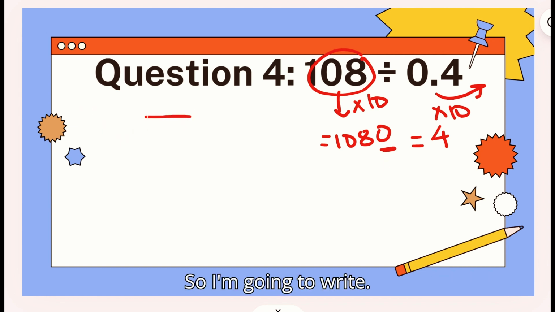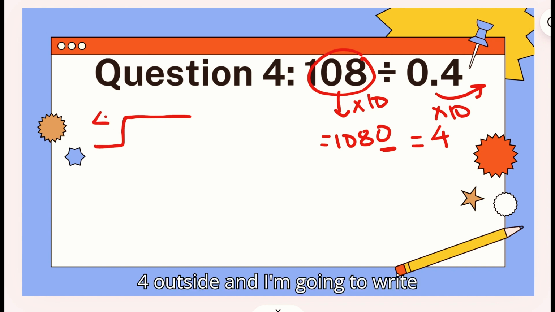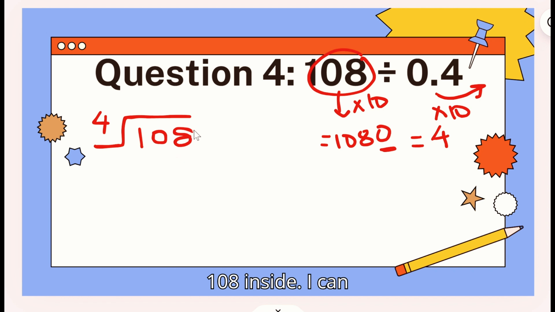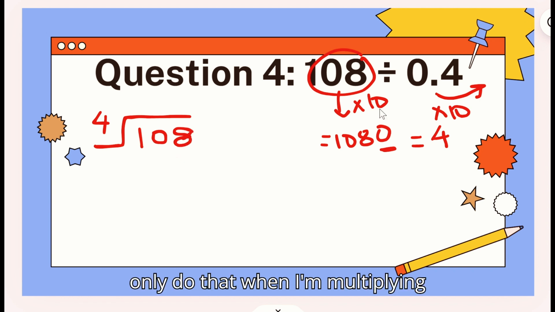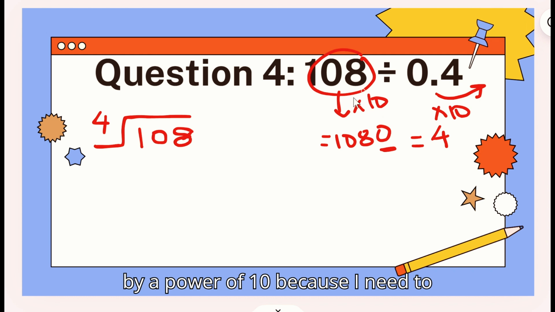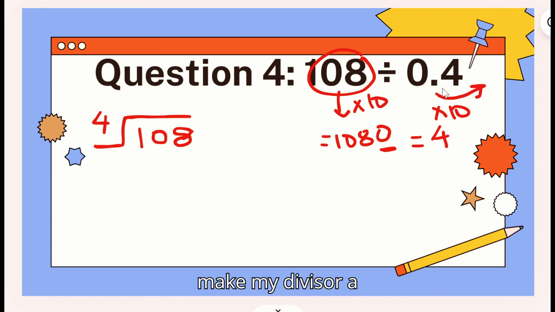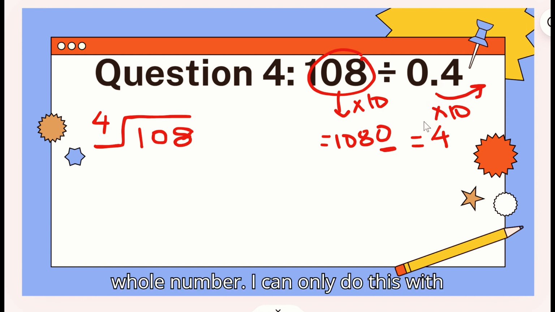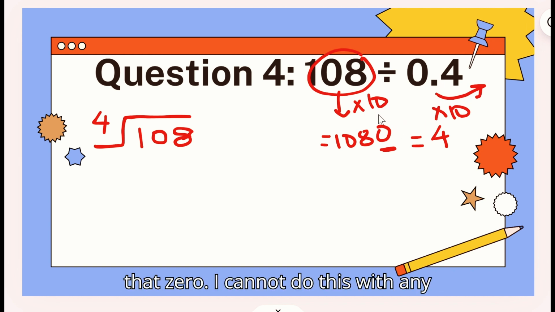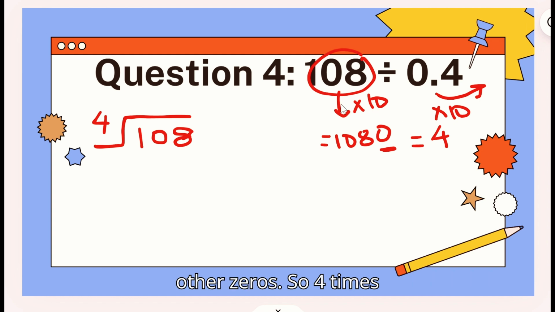So I'm going to write 4 outside, and I'm going to write 108 inside. I can only do that when I'm multiplying by a power of 10 because I need to make my divisor a whole number. I can only do this with that 0. I cannot do this with any other zeros.